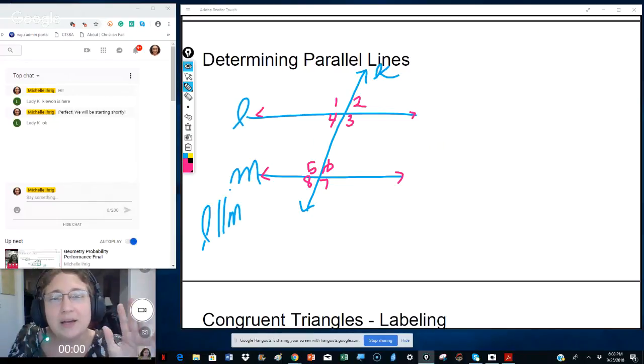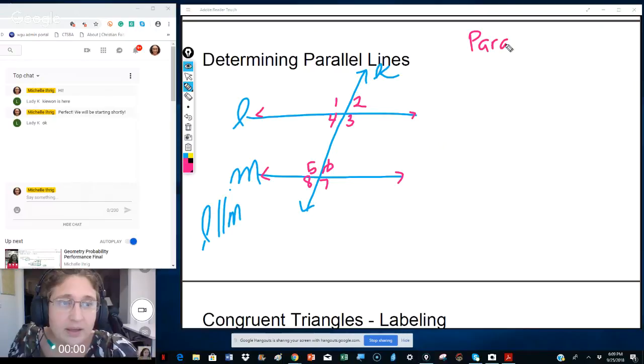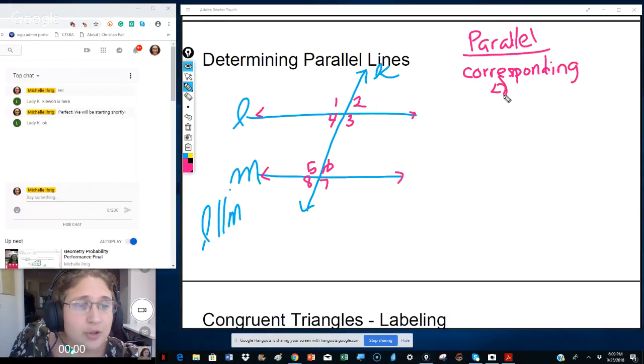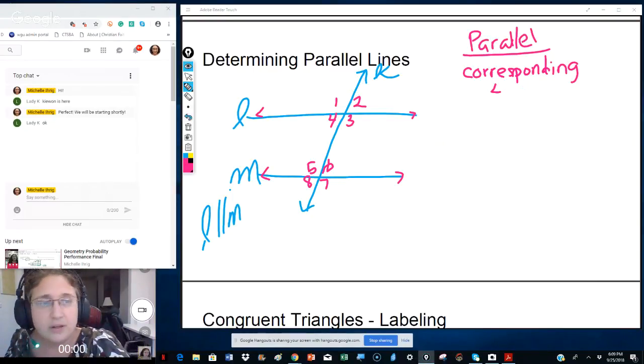The only times that you could determine parallel lines is if you have corresponding angles. Corresponding angles would be something like angle 2 and angle 6. That does not look like a 2. Whoops. Angle 2 is congruent to angle 6. If we know that that's the truth, we can say these lines are parallel.